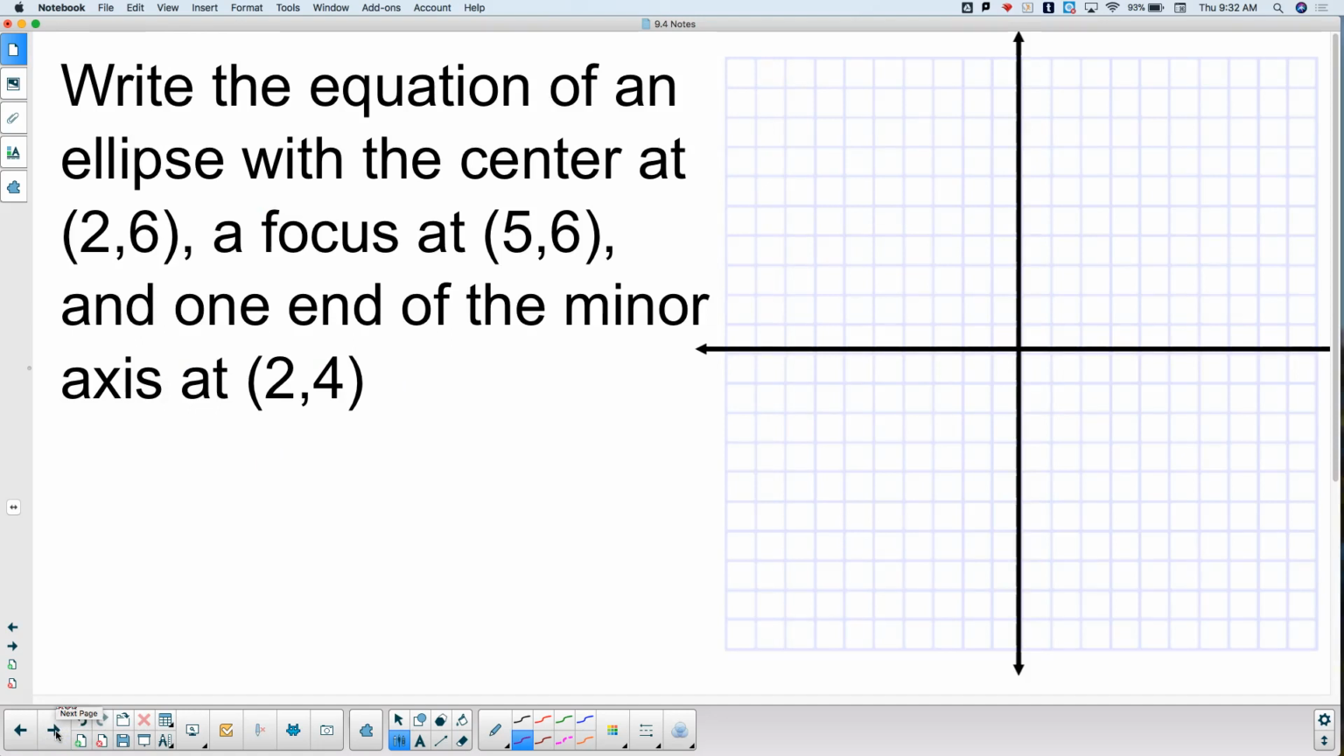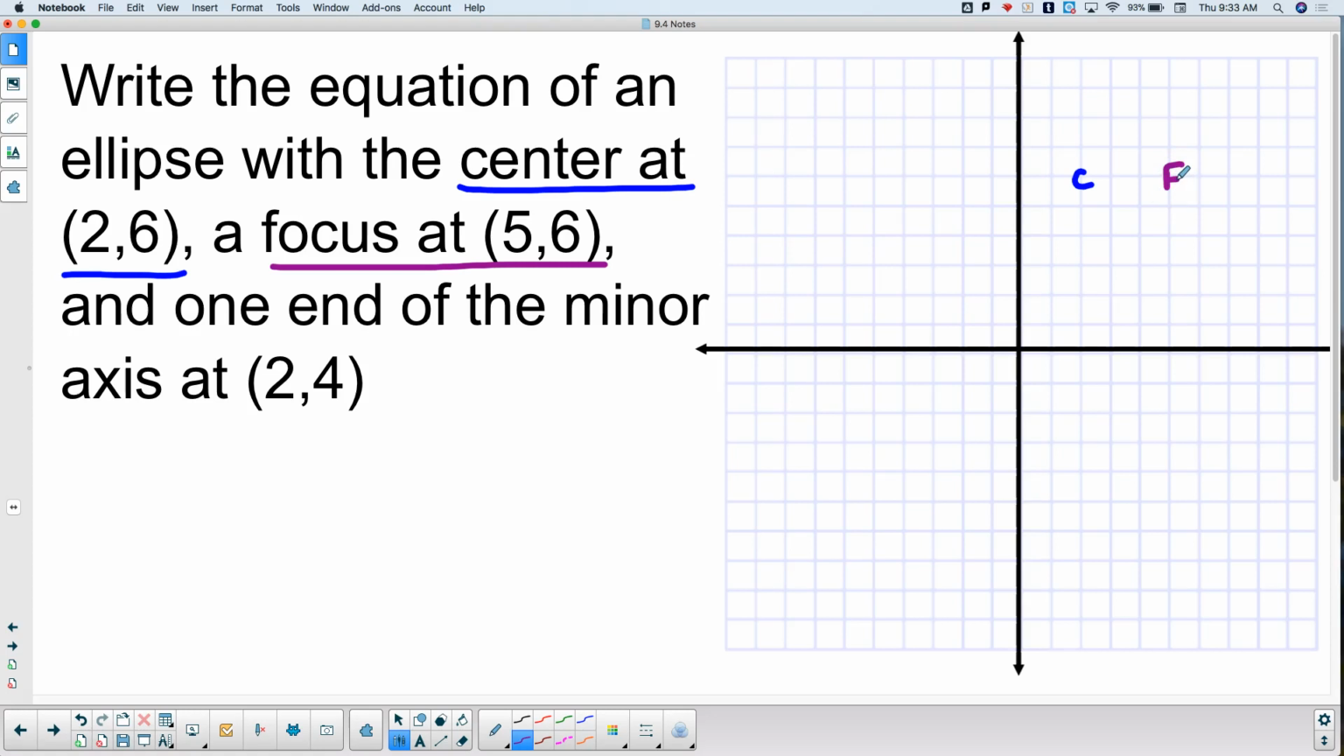You don't need a piece of graph paper for this one, even though I put a piece of graph there. You can if you want, but you don't have to. Okay, so the center is at 2, 6. 1, 2, 1, 2, 3, 4, 5, 6. So that puts my center right there. Focus is at 5, 6. 1, 2, 3, 4, 5, 6.